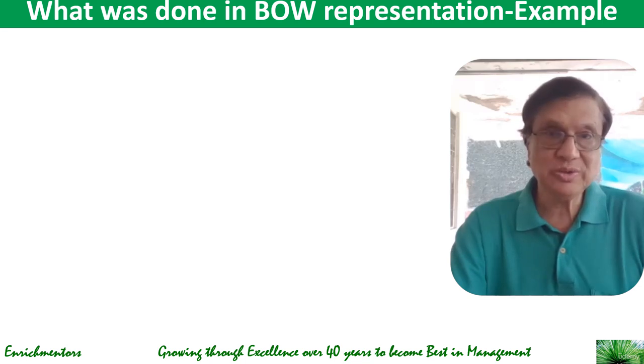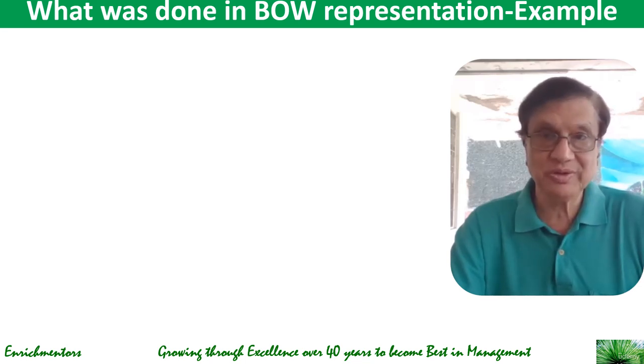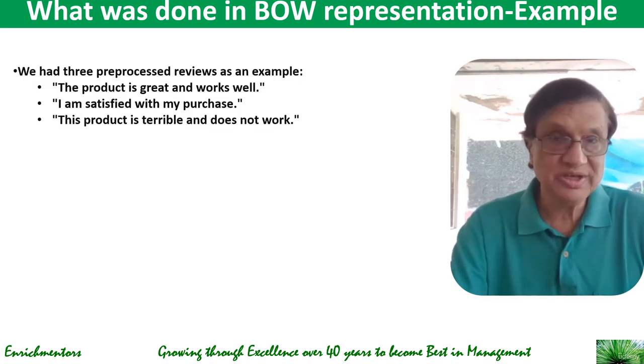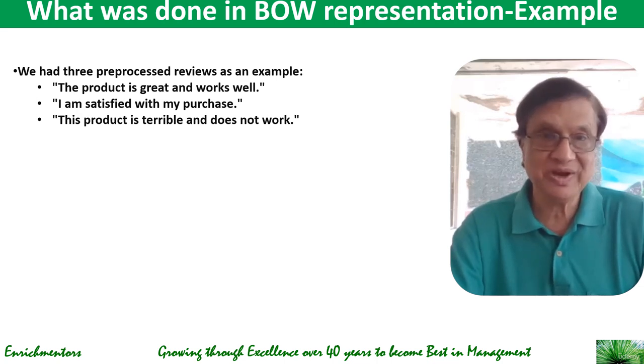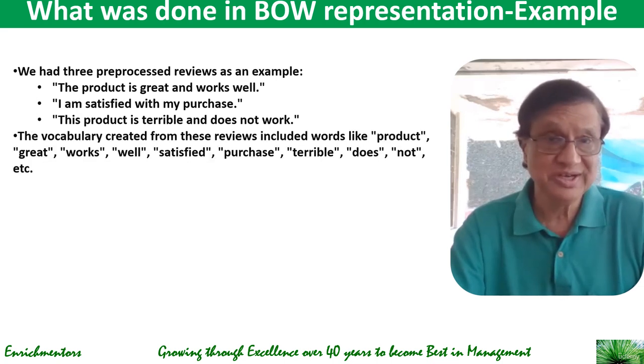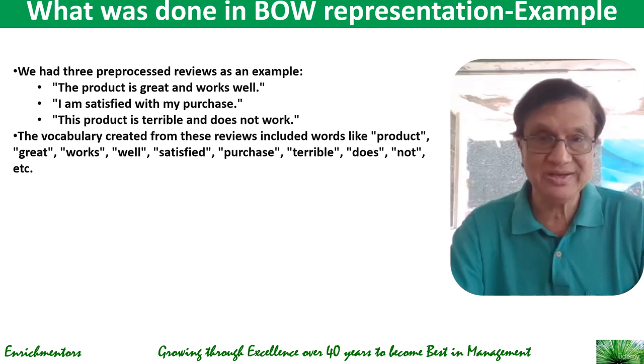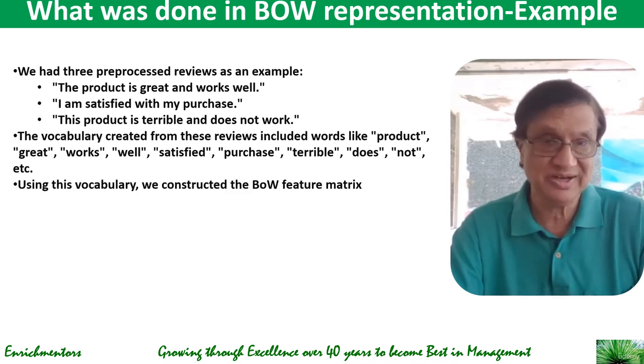So let's look at how this BOW representation looked. Here they had three pre-processed reviews in this example. The product is great and works well. I am satisfied with my purchase. This product is terrible and doesn't work. These were the three reviews. The vocabulary created from the reviews included words like product, great, works well, satisfied, purchase, terrible, does not, etc.